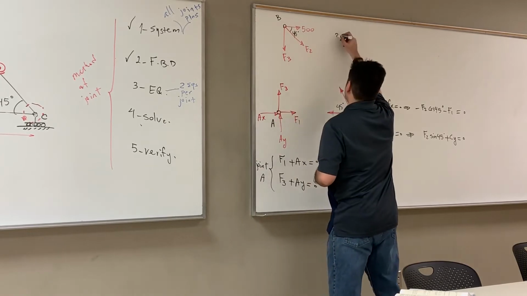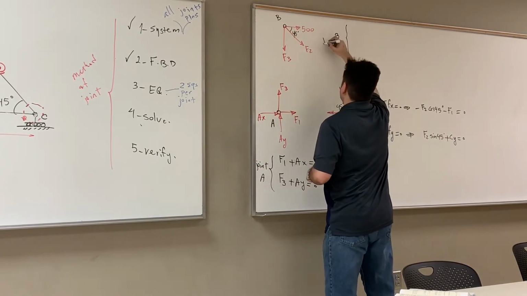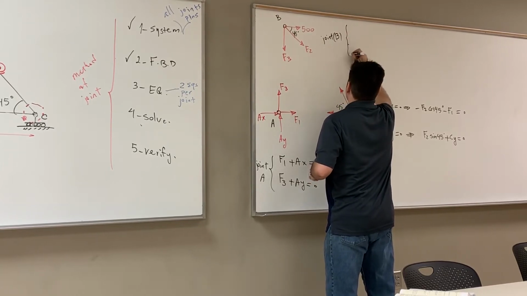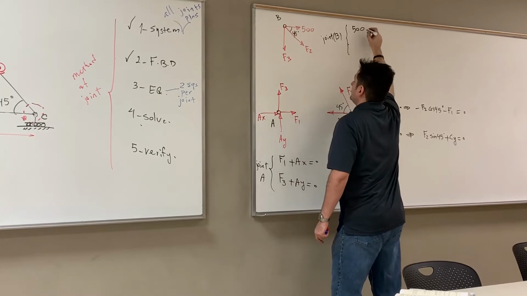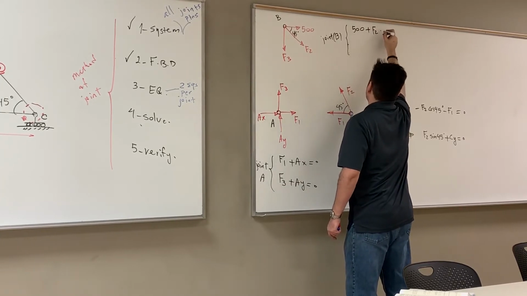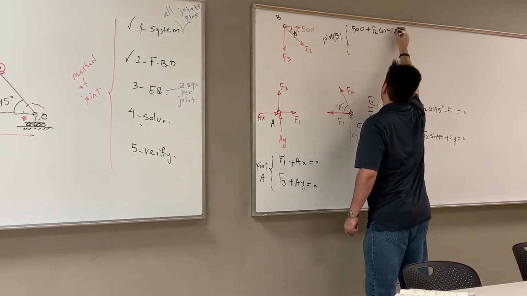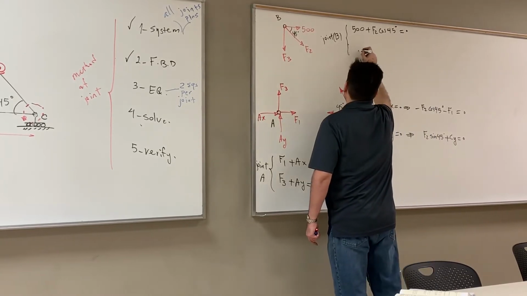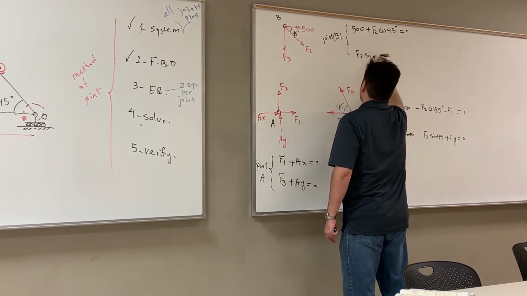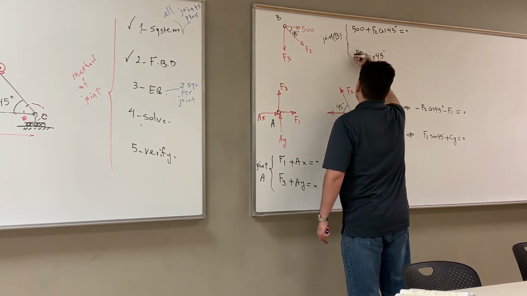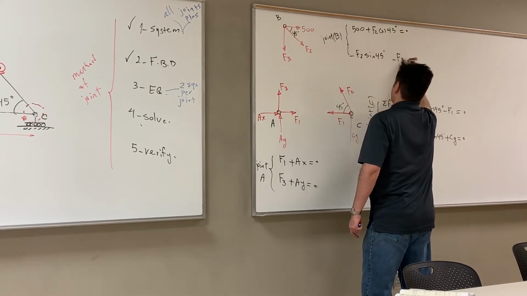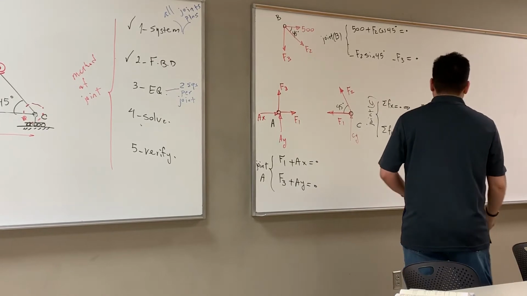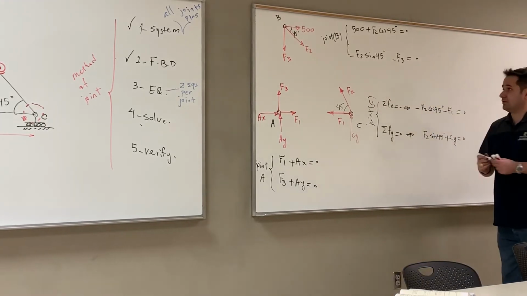And here, joint B, you get 500 plus F2 cosine 45 degree is equal to 0, and then F2 sine 45 negative F3 is equal to 0. Okay? Alright? So these are all my equations.